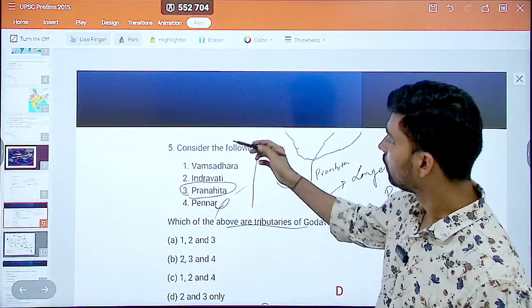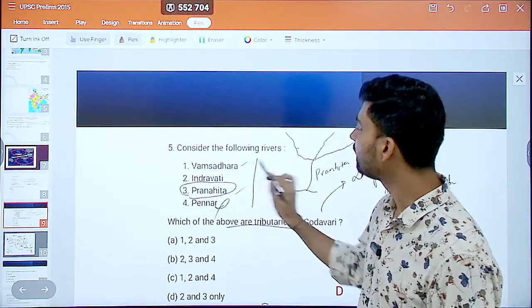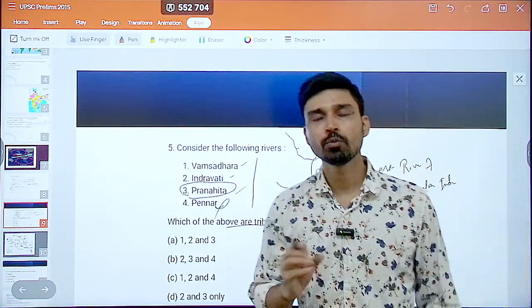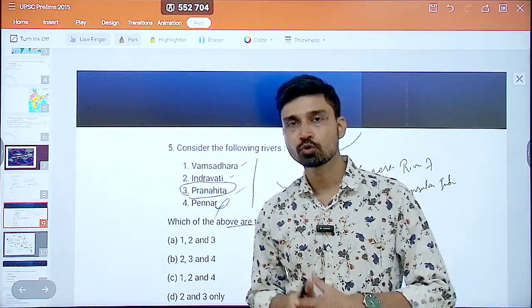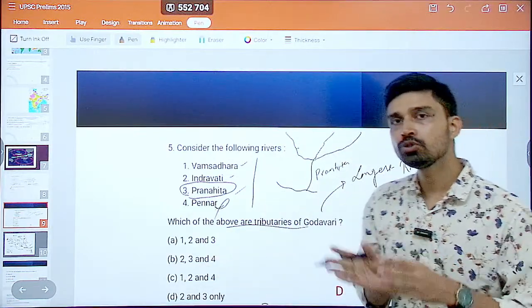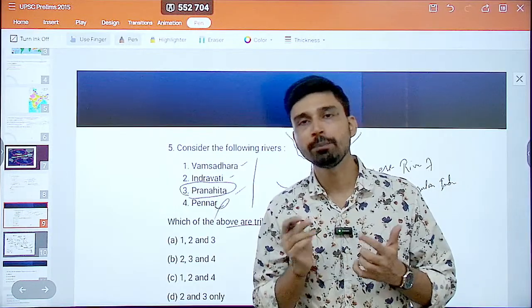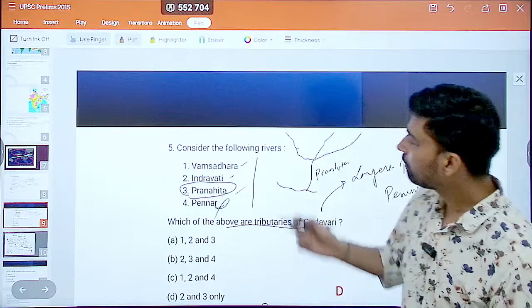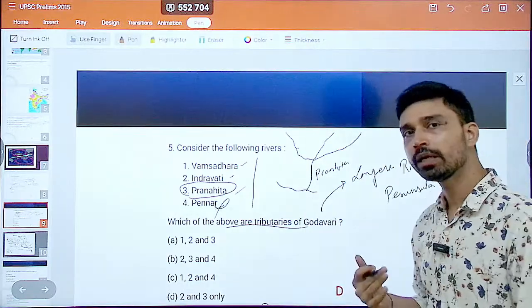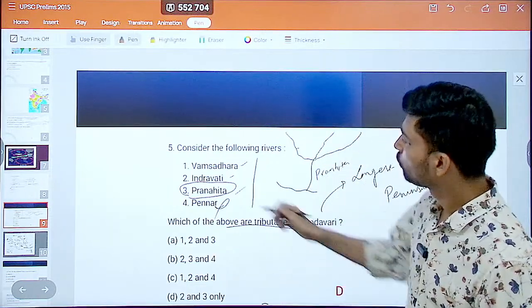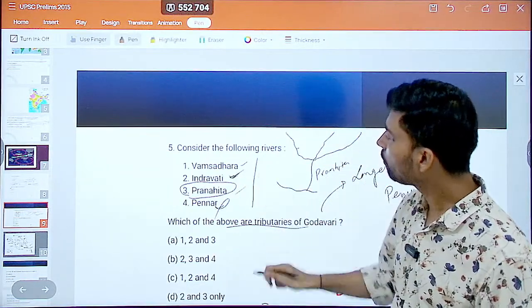Third, in the upper two, we have Vamsadhara and Indravati. Now, Indravati is a river that originates from the eastern Ghat. More precisely, the Kondhan hills. So, from the Kondhan hills of the eastern Ghat, the Indravati river originates, then flows through the state of Chhattisgarh, where it forms a very picturesque waterfall called Chitrakoot waterfalls, and then further it flows in the westward direction where it joins the river Godavari in the state of Maharashtra. So Indravati indeed is a tributary of Godavari river.